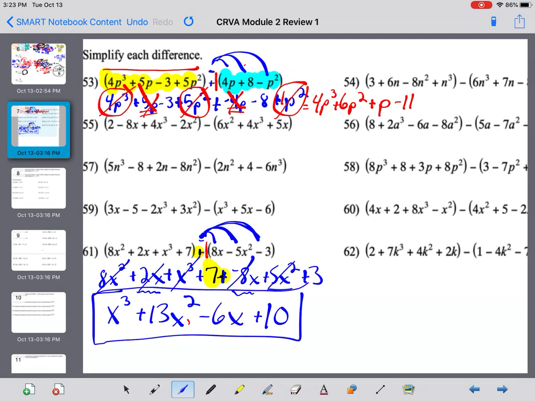So there we are. I've combined everything that I could combine, and I've written my answer in standard form. So that looks pretty darn good. Way to go, math students.